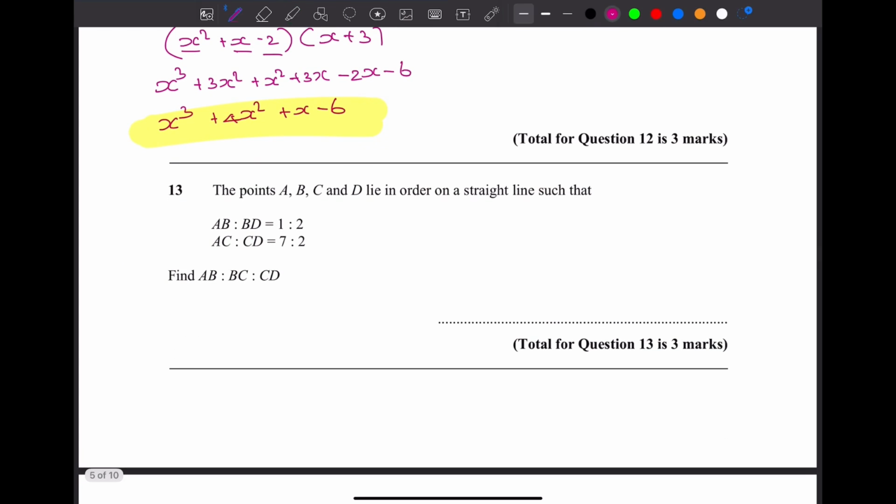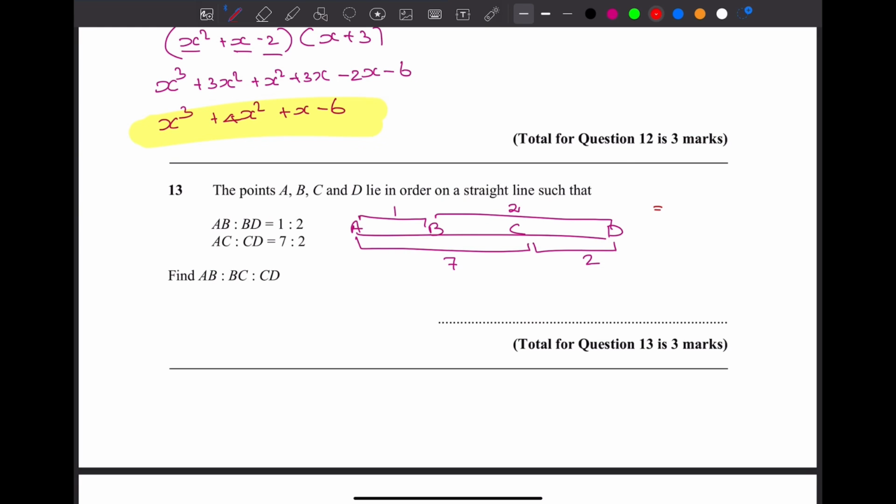The points A, B, C, D lie in a straight line. Let's see. A, B, C, D. A to B is 1. B to D is 2. A to C is 7. C to D is 2. You should know the total should be the same. What is the total on the top?